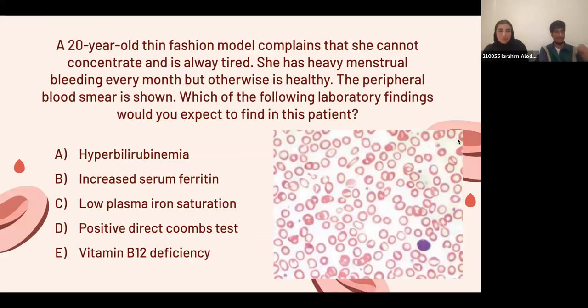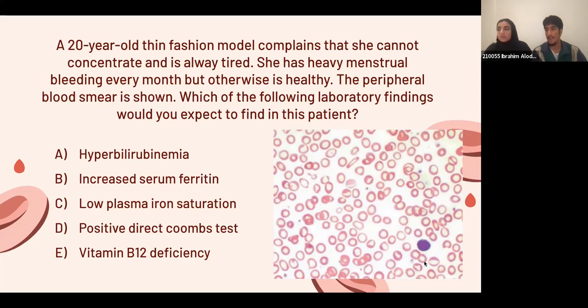Do you want to read it? Sure. A 20-year-old thin fashion model complains that she cannot concentrate and is always tired. She has heavy menstrual bleeding every month, but otherwise is healthy. The peripheral blood smear is shown. Which of the following lab findings would you expect to find in this patient? A, hyperbilirubinemia, B, increased serum ferritin, C, low plasma iron saturation, D, positive direct Coombs test, or E, vitamin B12 deficiency.